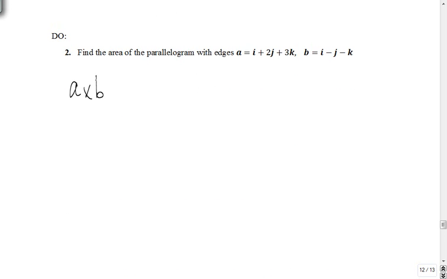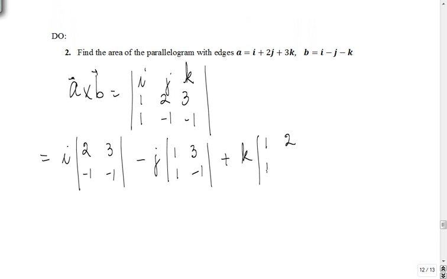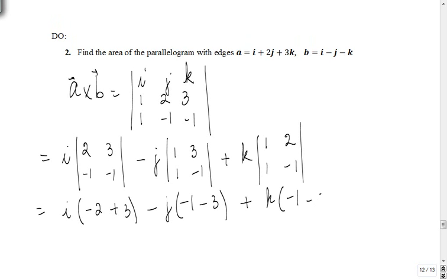So A cross B is the determinant of I, J, K, 1, 2, 3, 1, minus 1, minus 1, which is I times the determinant of 2, 3, minus 1, minus 1, minus J times the determinant of 1, 3, 1, minus 1, plus K times the determinant of 1, 2, 1, minus 1, which is I times minus 2 plus 3, minus J times minus 1 minus 3, plus K times minus 1 minus 2, which is I plus 4J minus 3K.